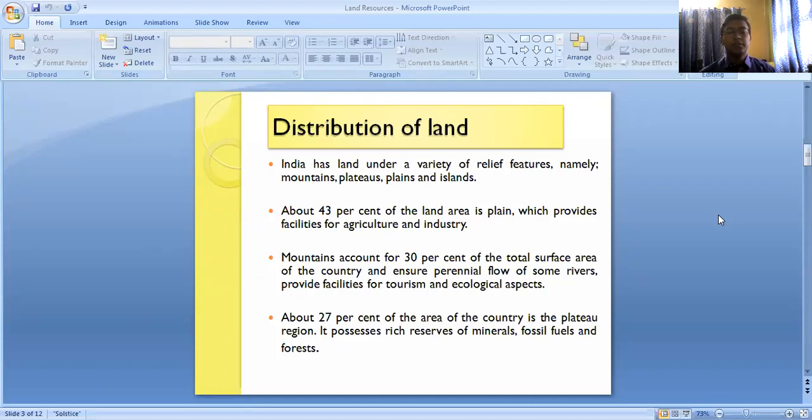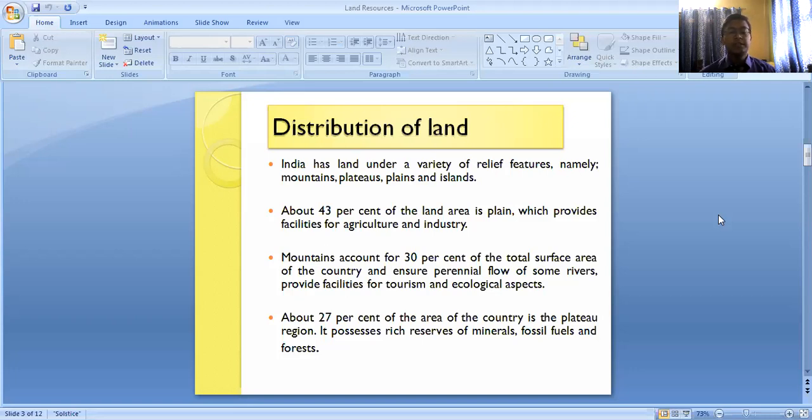Okay. 43% of the land resources of our country is the plain area, which is a part of the northern plains. And these plain areas, we are dependent on them for agriculture and industry. That means most of the agricultural production and the industries have developed on these plain areas.